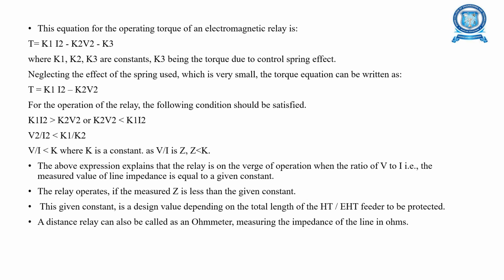The above expression explains that the relay is on the verge of operation at a particular ratio of V to I. The relay operates if the measured Z is less than the given constant. So the distance relay can also be called an ohmmeter, measuring the impedance of the line in ohms.